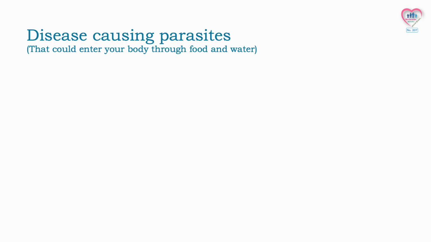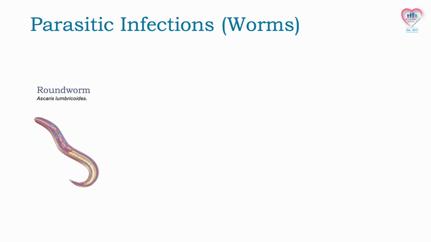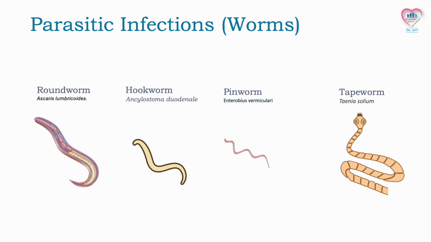What about the parasites that could enter your body through food and water and cause diseases? Multicellular parasites are known as worms, while single-celled parasites like amoeba are known as protozoa. 4 types of worms can enter our bodies through food and water. They are roundworm or Ascaris lumbricoides, hookworm, or Ancylostoma duodenale. Only some species of this parasite enter our body through food. Then, pinworm or Enterobius vermicularis, and tapeworm or Taenia solium, which is contracted by eating undercooked pork.